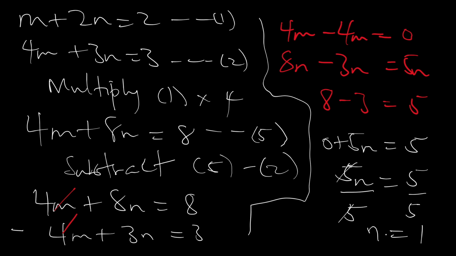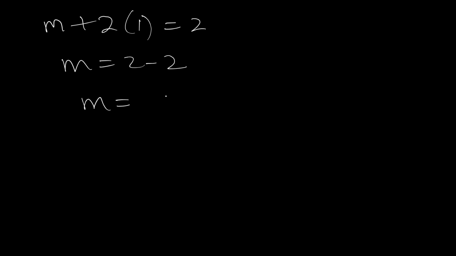Now we can put n is equal to 1 into equation 1. So when we do that, we have m plus 2 multiplying 1 is equal to 2. So our m will be equal to 2 minus 2. And m is equal to 0.